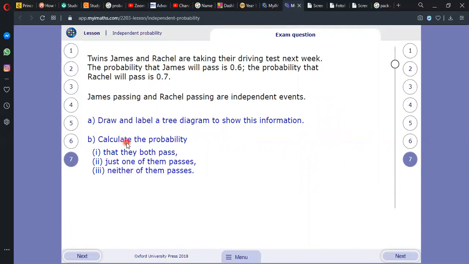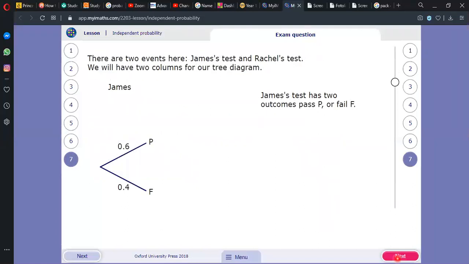Twins, James and Rachel, are taking their driving test next week. The probability that James will pass is 0.6. The probability that Rachel will pass is 0.7. James passing and Rachel passing are independent events. Question A, draw and label a tree diagram to show this information.